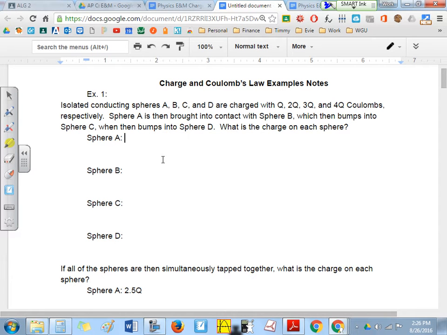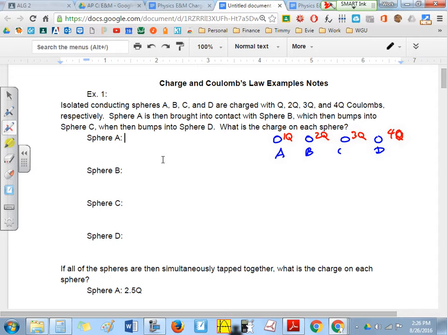Okay, so for this first one, you might want to just draw a little picture. It's not important that it's neat. You have 4 objects, A, B, C, D, right? And the charges, I'll put in red, are basically 1Q, 2Q, 3Q, and 4Q. I don't know what Q means. Honestly, I don't.